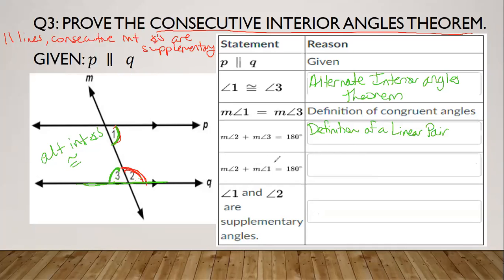And then look what happens here. I have angle 2 plus angle 3 is equal to 180, but then that changes to angle 2 plus angle 1 is equal to 180. Angle 3 changed to angle 1. How was I able to do that? Because measure of angle 1 is equal to measure of angle 3. So all we did here is we substituted measure of angle 1 in for measure of angle 3 because they're the same thing. So this is just substitution.